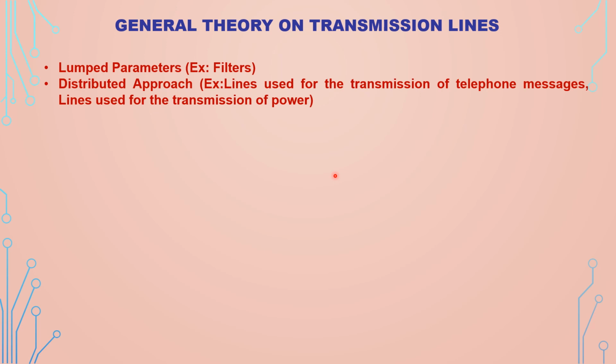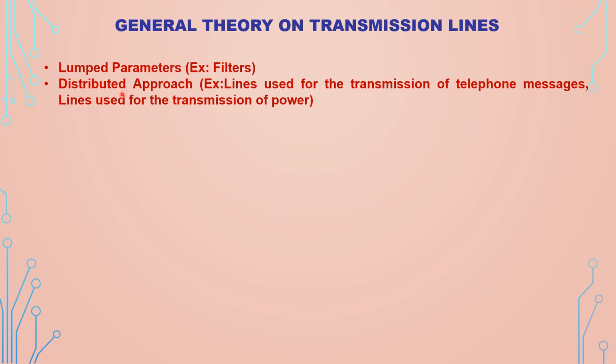So in the case of lumped parameters, we can just call them networks, where the resistance, capacitance, and inductances are individually lumped at distinct points in the circuit. That is, at any point we are able to identify a particular parameter. That type of parameter is called a lumped parameter. The best example for lumped parameters is filters.